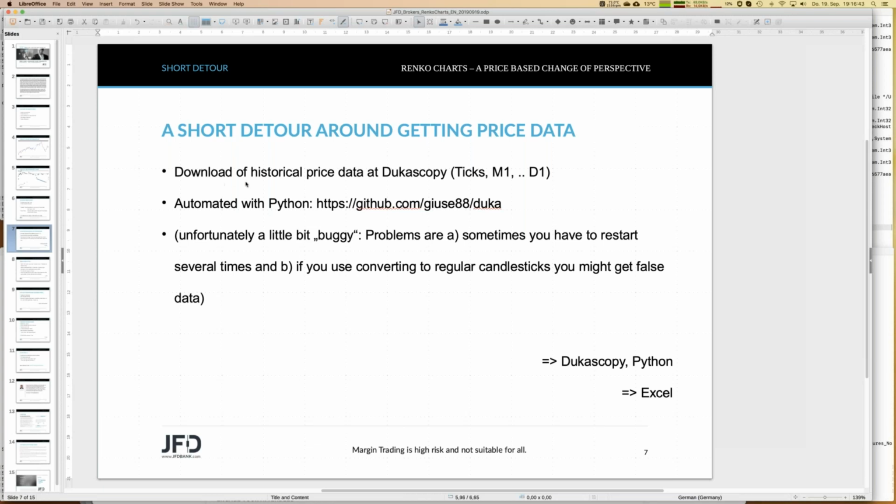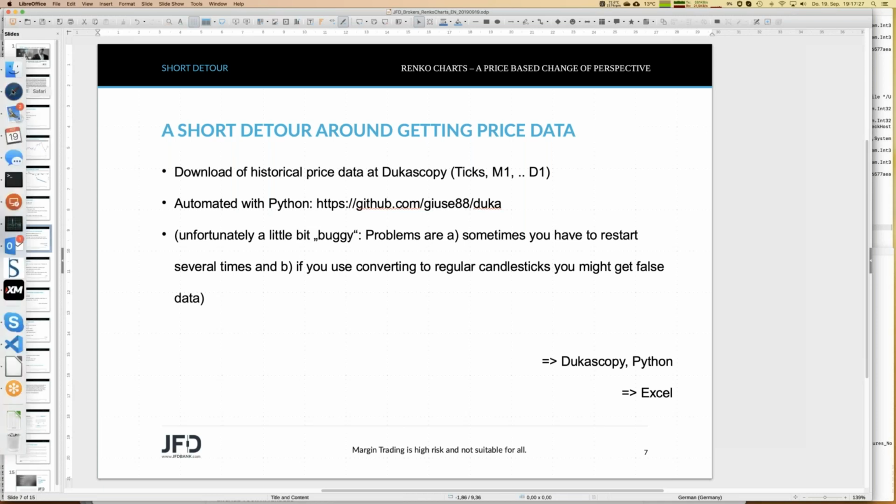So one possibility is to get tick data at Dukascopy. You can get their M1, D1, H1 data as well, but also ticks. And the other one is an automated process with a Python script. I will not go into the details, but I know that some people will like to see that this is possible as well. I admit already that there are some bugs within what I show you, but at least for the tick data download, it's really suitable. That I can tell you. It's not from my end. I have not coded those Python scripts, but I will show you how to use them.